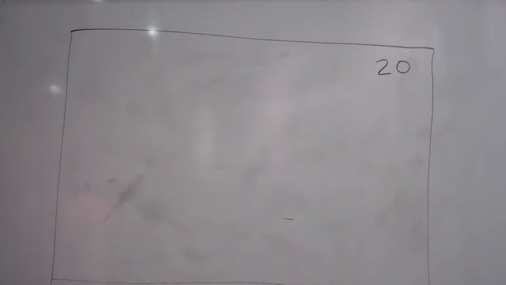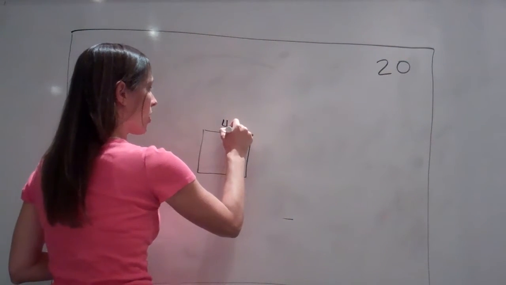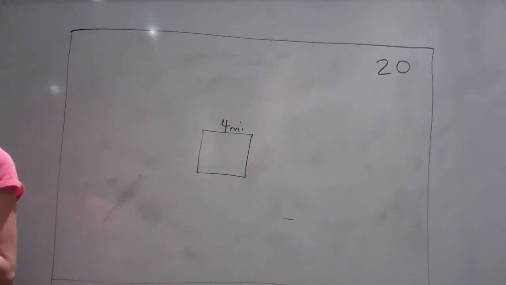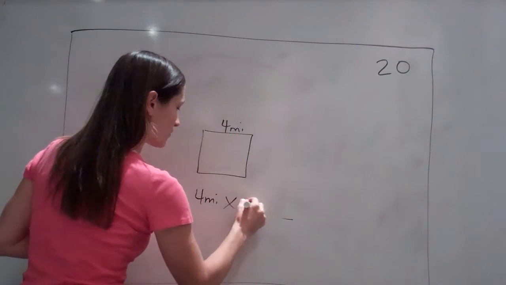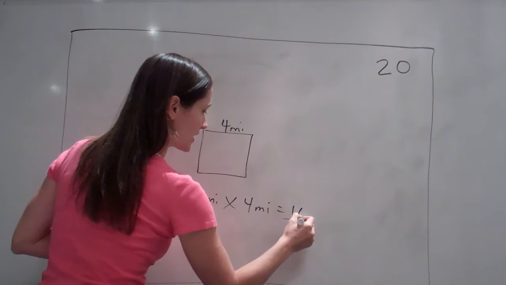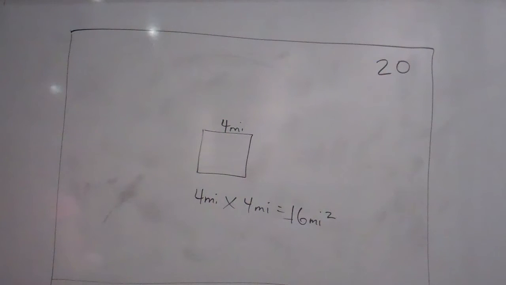Okay, now listen. 4 miles square does not mean 4 square miles. A plot of land that is 4 miles square is square and has sides 4 miles long. Okay, so it's a square and each side is 4 miles long. So the area is 4 miles times 4 miles, which equals 16 square miles. It's kind of confusing how they're saying it, isn't it?